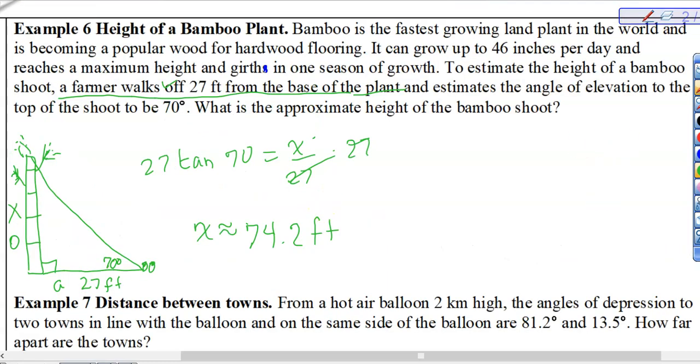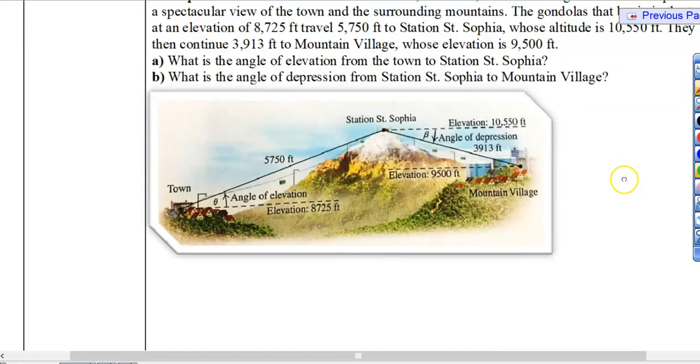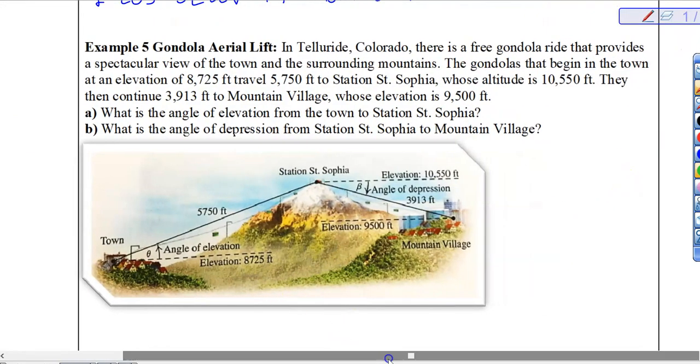Now, let's go back to this problem. Number 5. And it's actually true. Some kid in 4th period looked this up and saw the pictures and everything. So example 5, the gondola aerial lift. In Telluride, Colorado, there's a free gondola ride that provides a spectacular view of the town and the surrounding mountains. The gondolas that begin in the town at an elevation of 8,725 feet travel 5,750 feet up, it doesn't say up, but I'm saying up, to Station St. Sophia, whose altitude is 10,550 feet.